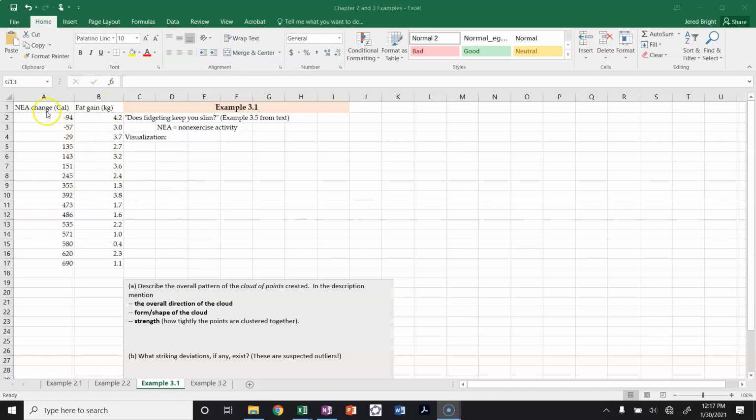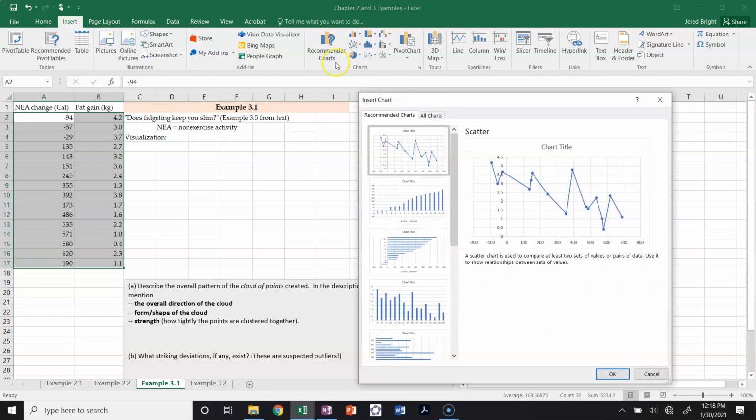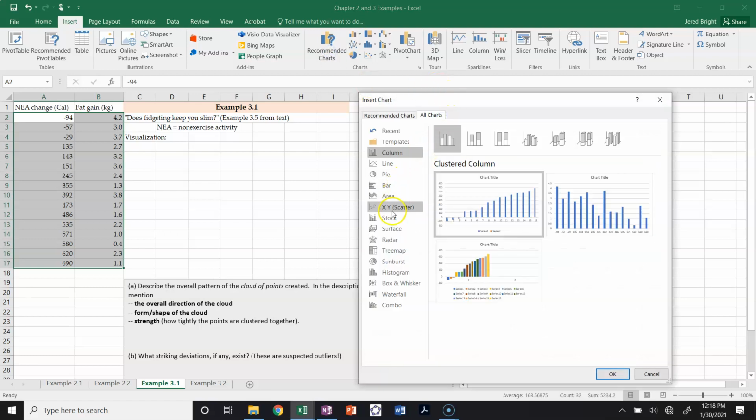To make a scatter plot, I need to first think about which one is the explanatory variable. In this context, we're thinking that non-exercise activity influences fat gain, so this is the explanatory variable, followed by the response variable. When you're making scatter plots, the explanatory variable must always be in the left-hand column. Otherwise, you might need to move the columns around for it to work appropriately. When we make a scatter plot, select the explanatory variable data, then the response variable data, and then go into Insert, Recommended Charts, then All Charts, and then XY Scatter.